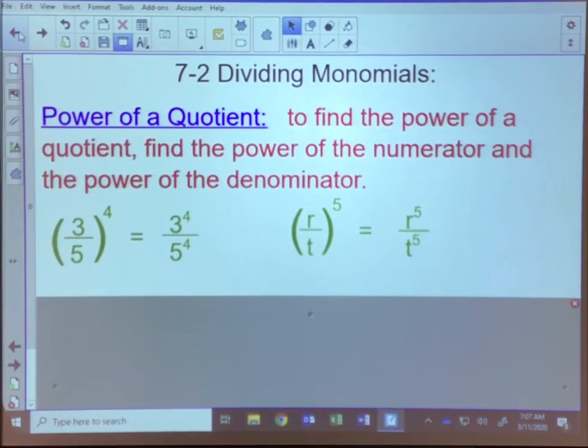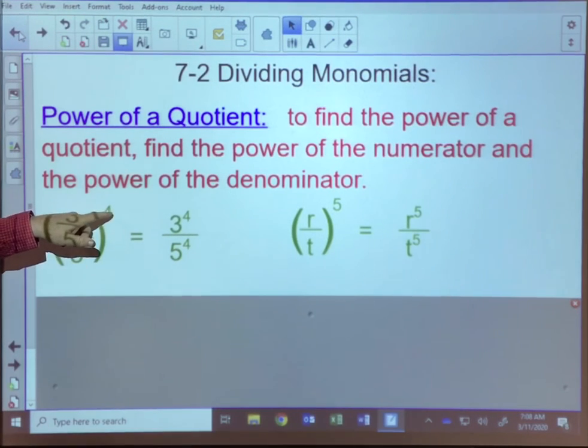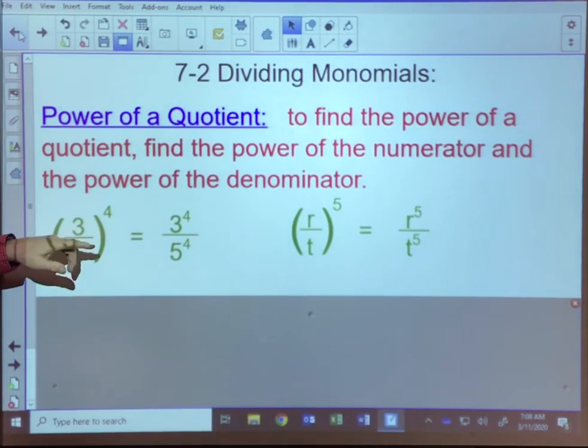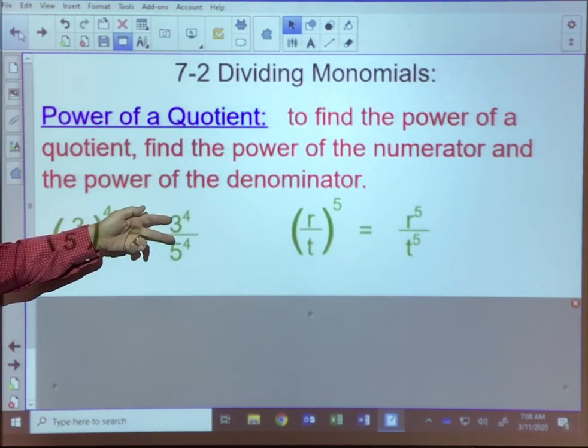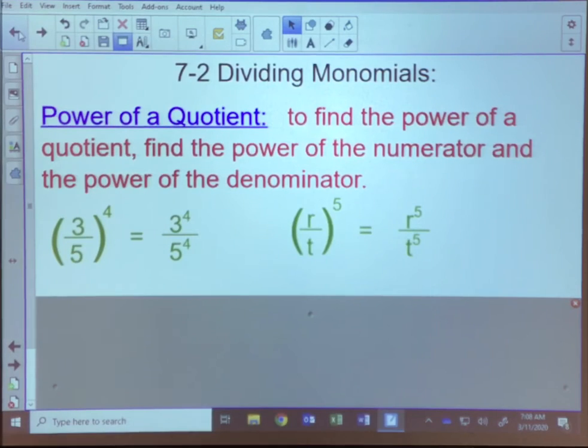Next thing I'd like to talk about is power of a quotient. To find the power of a quotient, you need to find the power of the numerator and the power of the denominator. I've given you a couple of examples. Here we have the quotient 3 divided by 5 raised to the fourth power. Well, this fourth power has power over both the numerator and the denominator. So it'll end up as 3 to the fourth power over 5 to the fourth power.